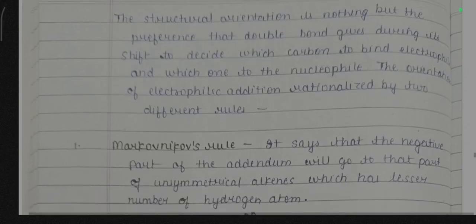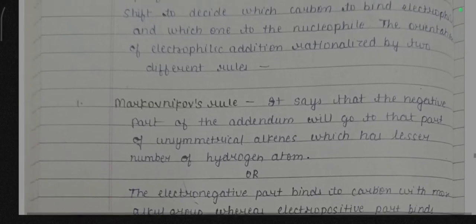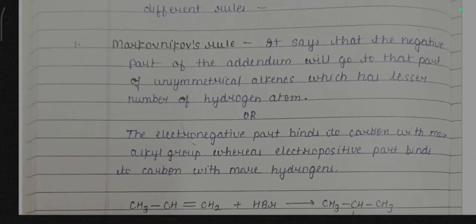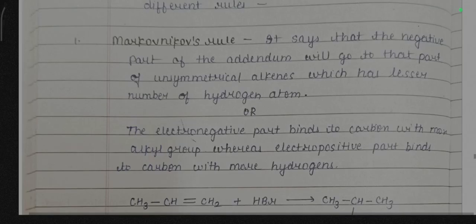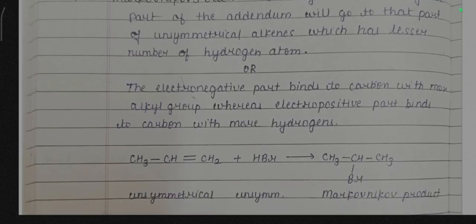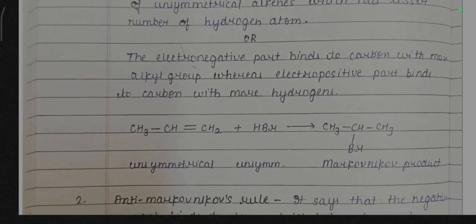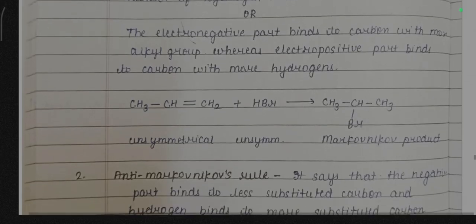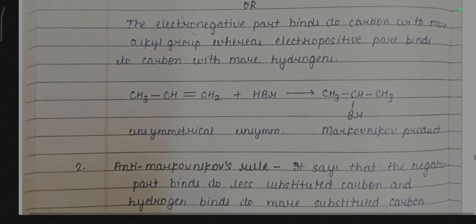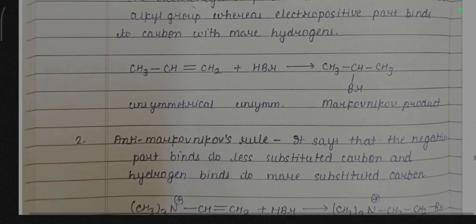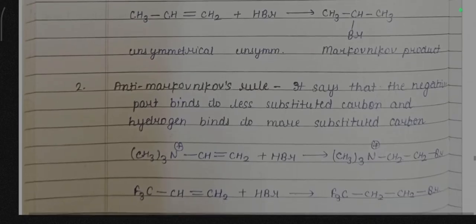The orientation of electrophilic addition is rationalized by two different rules. Markovnikov's rule. It says that the negative part of the addendum will go to that carbon of the unsymmetrical alkene which has a lesser number of hydrogen atoms, or the electronegative part binds to the carbon with more alkyl groups, whereas the electropositive part binds to the carbon with more hydrogens. CH3CH=CH2 plus HBr gives CH3CHBrCH3. Second is anti-Markovnikov's rule.